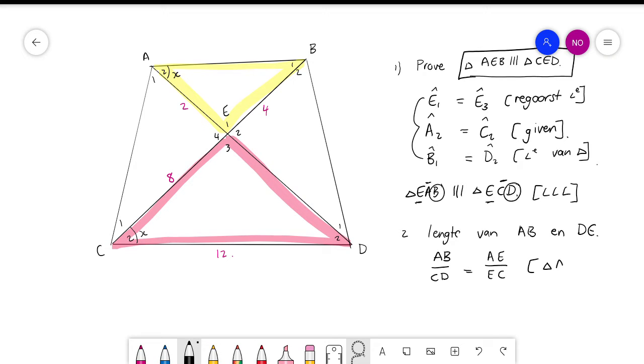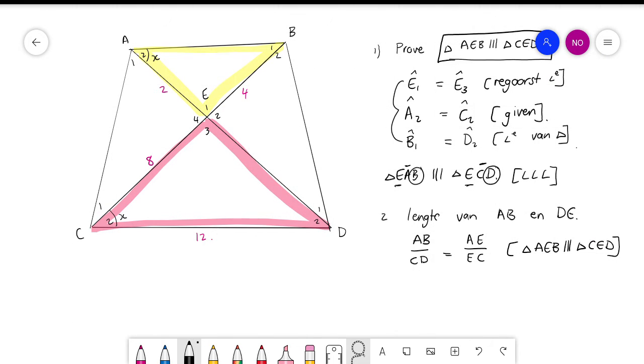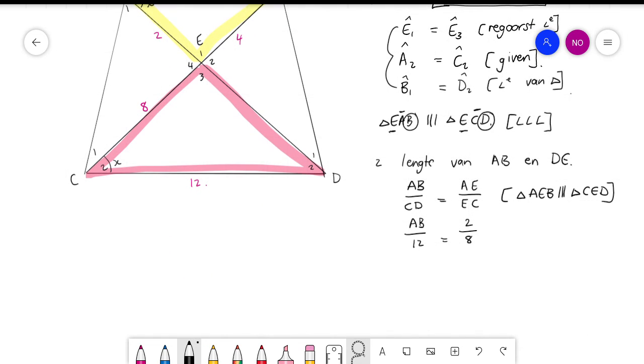And my reason is just this. Okay, so hy is mos nou gelyk aan die ander twee sye se verhouding ook, maar omdat ek nie hierdie ene het nie, help dit my nie ek gebruik die sy ED op hierdie stadium nie. Né? So ek gebruik hom nie nou nie. So AB op 12 is gelyk aan 2 op 8. 24 gedeel deur 8. 3.